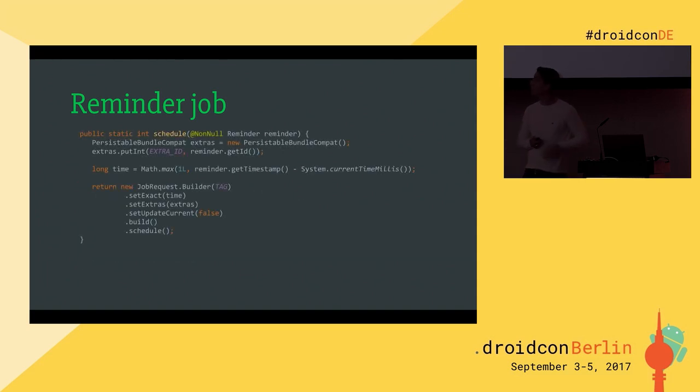More interesting, again, is the schedule method, and this one is really easy and simple. For the builder, we use our tag. Again, that's the tag which we later need to use in our job creator interface to map this tag to our actual job class. And then we call setExact on the job. And our reminder job really will run at this time and not later or earlier than that, even in Doze mode or on whichever device. And that's it for the reminder job.